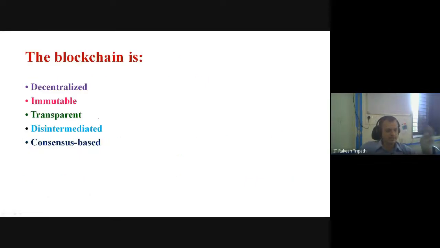So blockchain is decentralized. It is immutable. It is transparent. It is disintermediated. It is consensus based. All these technical jargon. Now we'll see the technical part. How do we achieve this immutability and transparency?